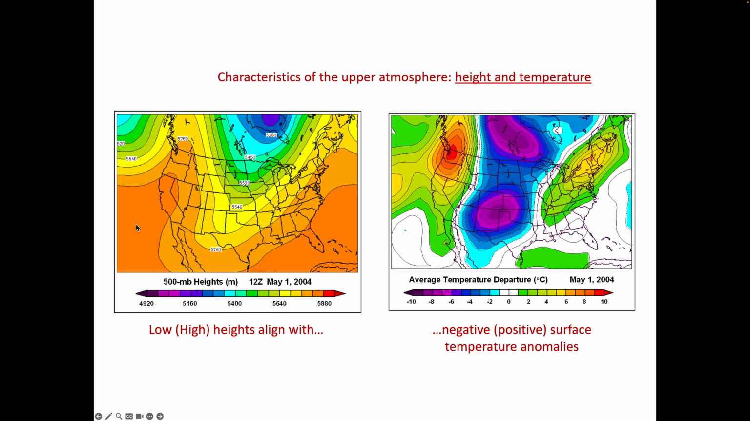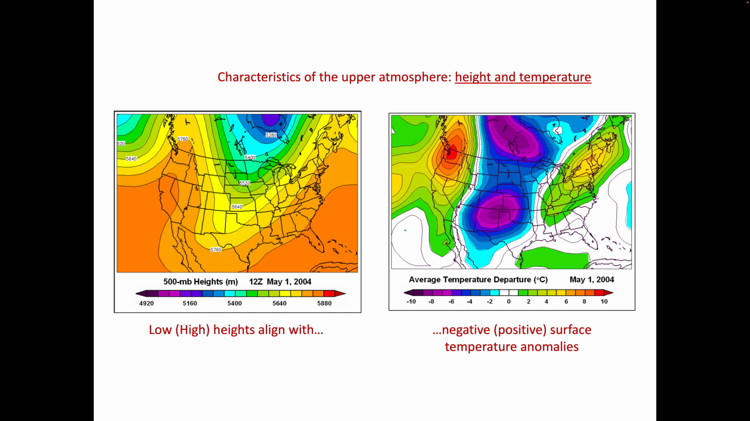So if we've got a really sharp ridge in the west, what you'll see is that temperature anomalies in the west tend to be pretty positive. And if we have a sharp trough in the middle of the country, you'll see these large negative temperature anomalies. Just to remind you, an anomaly is a deviation from the mean. So a positive temperature anomaly means it's warmer than normal. A negative temperature anomaly means that it's colder than normal.